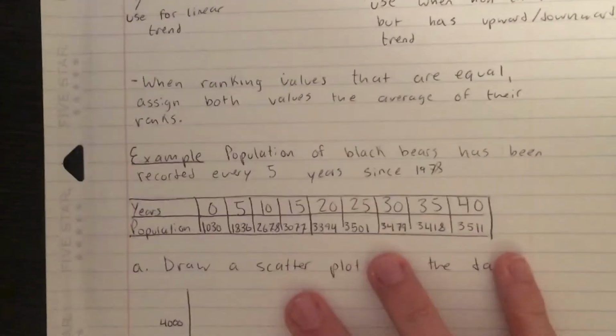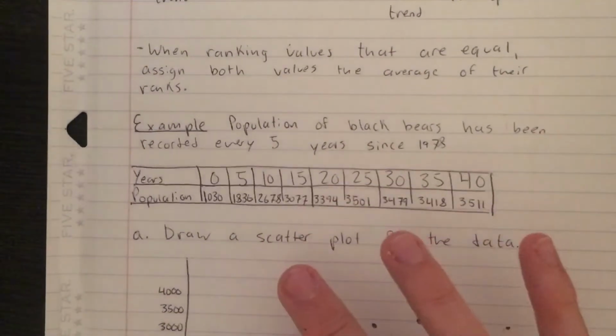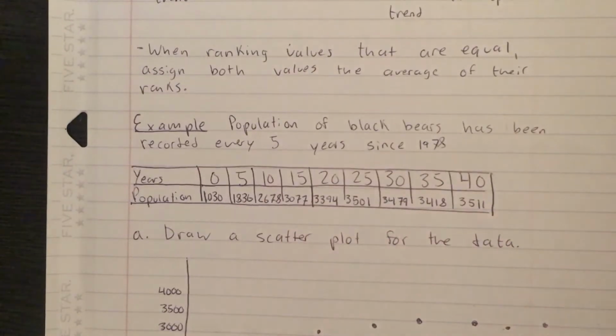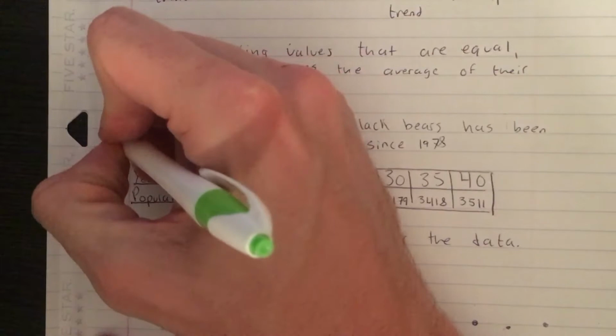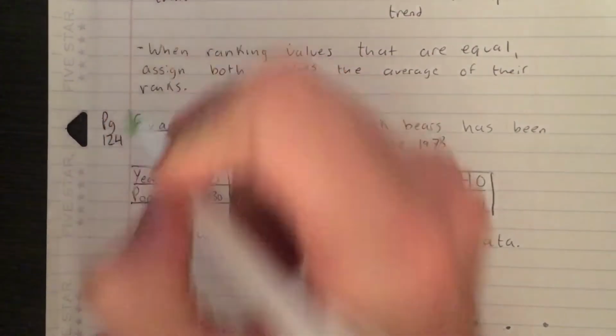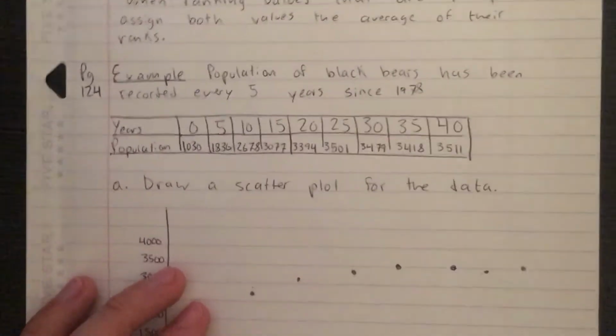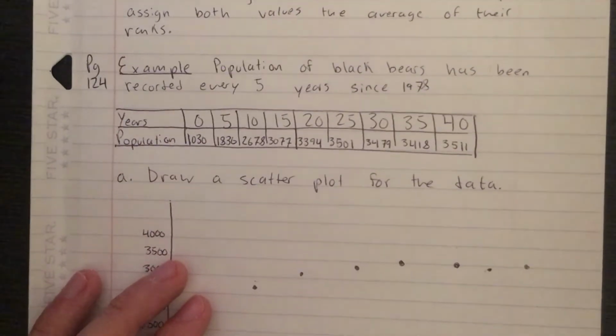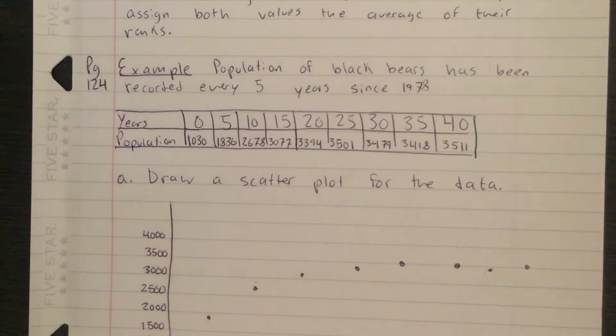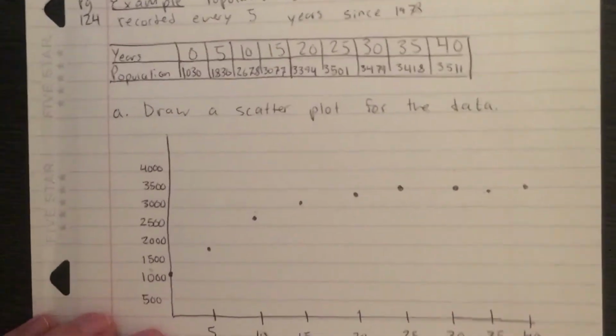Now, we're going to look at an example here. This is example 5 in your textbook. This is on page 124 if you want to look there. What we've got here is the population of black bears that's been recorded every 5 years since 1975. The first thing that the problem wants us to do is to draw a scatter plot illustrating this data right here.